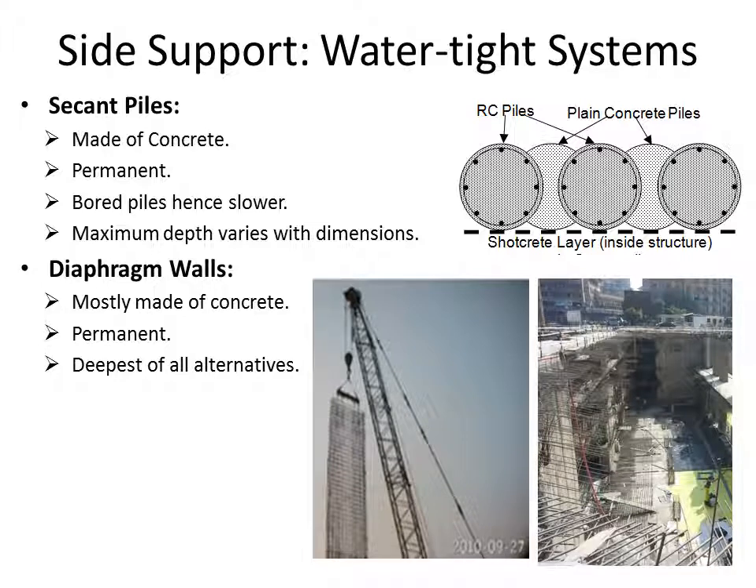Diaphragm walls are the strongest alternative of all, and they are the most watertight system. However, because they are larger and more capital intensive, they are the most expensive. They could reach the deepest locations you could imagine. That photo, by the way, is from Cairo, from Tahrir Square, the garage during its construction.